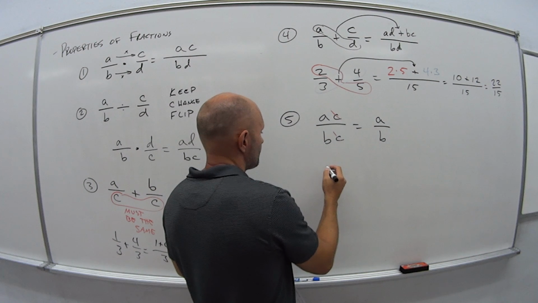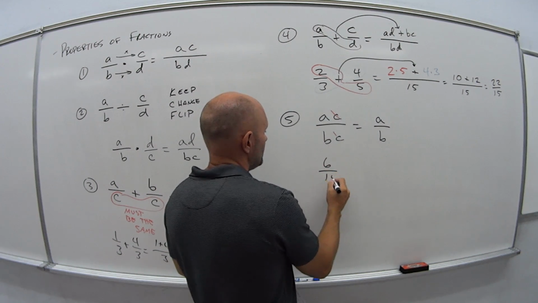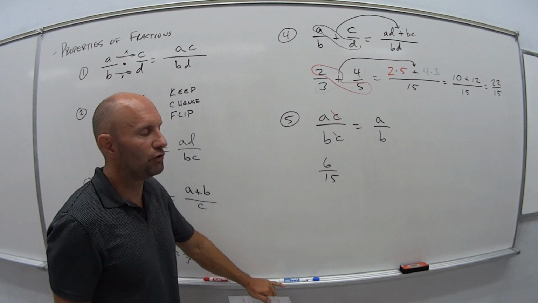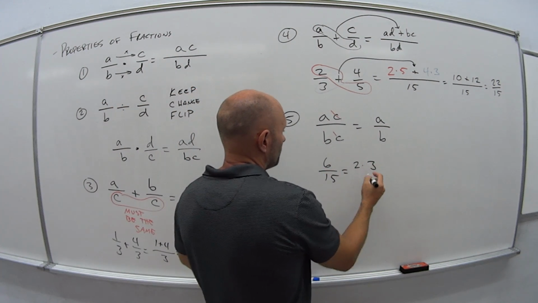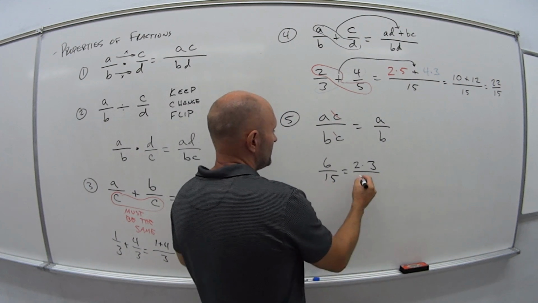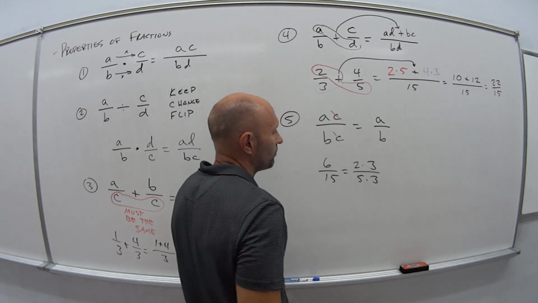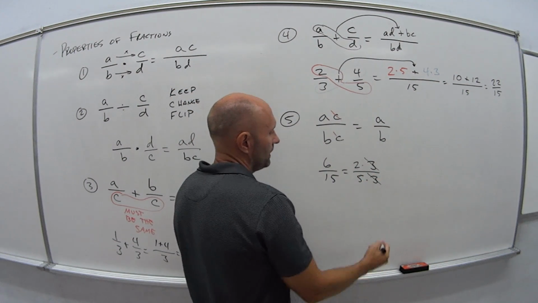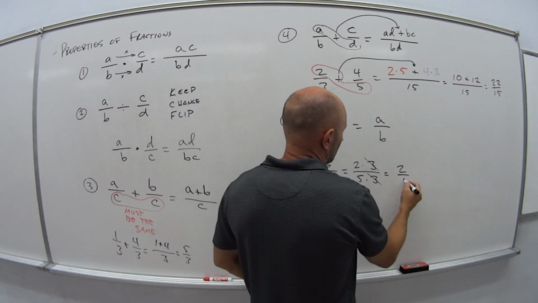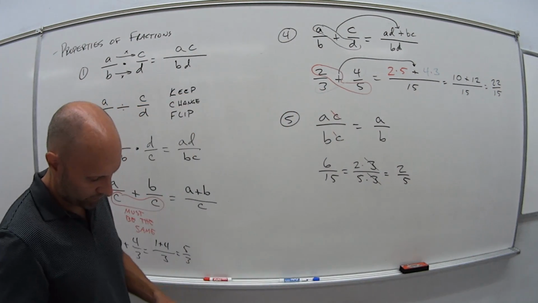So again, for an example, let's see, how about 6/15? And I want to reduce this. Well, 6 is the same as 2 times 3. 15 is the same as 5 times 3. So because I have a 3 in the numerator, I can cancel with the 3 in the denominator, and this just reduces to 2/5.